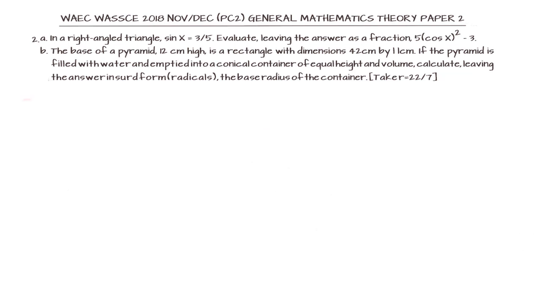Now, question number 2b. The base of a pyramid, 12 cm high, is a rectangle with dimensions 42 cm by 11 cm. It's filled with water and emptied into a conical container of equal height and volume. We have to find the base radius of the container. Now, without understanding what a pyramid is and what a cone is, they will not be able to solve this question. So, first and foremost, let's get the diagram of a pyramid and the diagram of a cone.